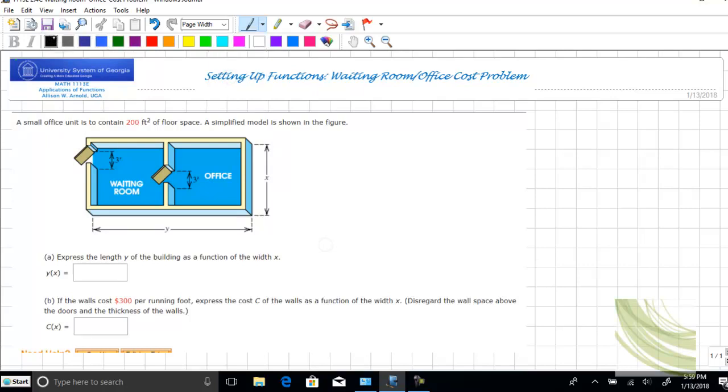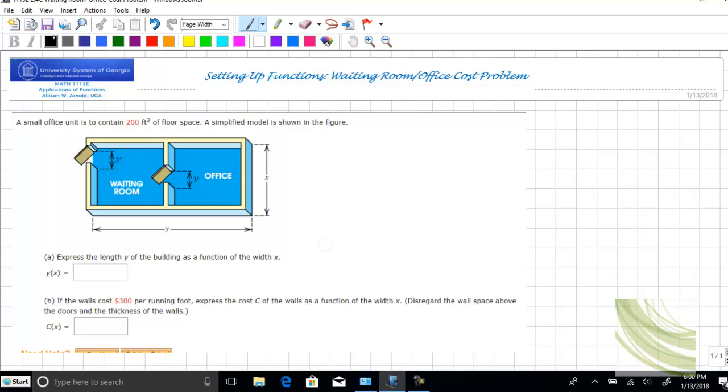Let's work another setting up functions problem together. You can see the figure in front of you is a waiting room in an office whose external dimensions are x and y. And the unit is to contain 200 square feet of floor space.